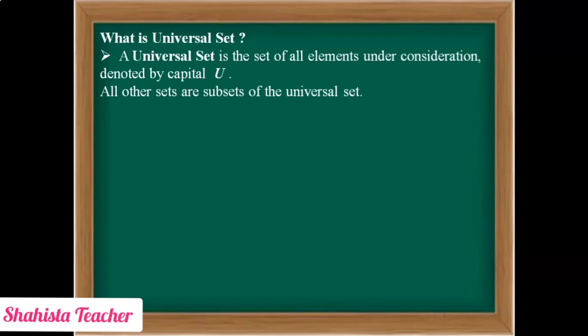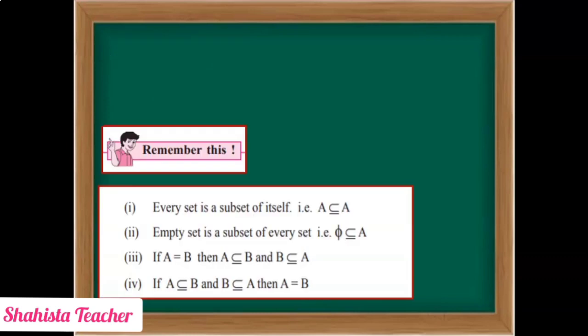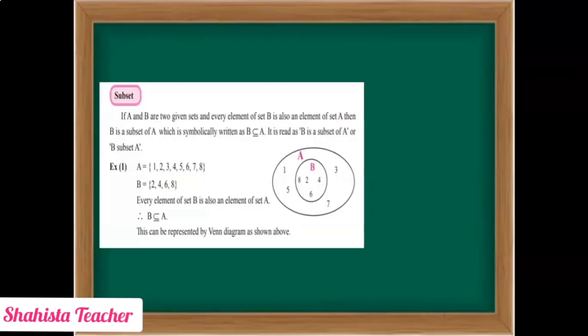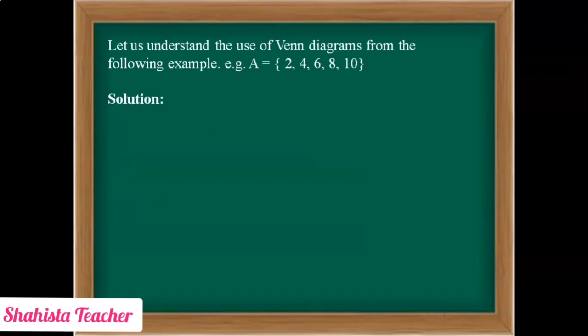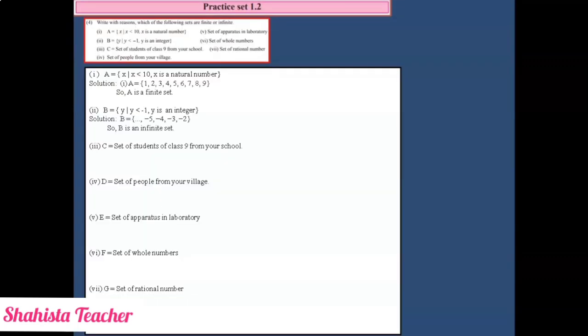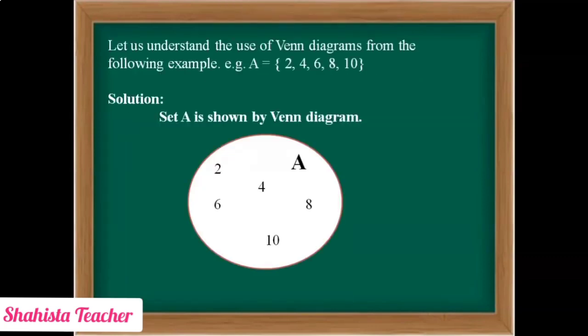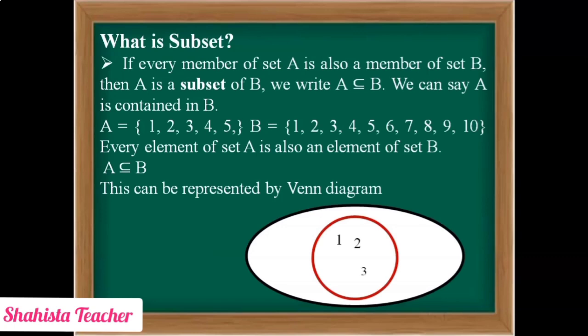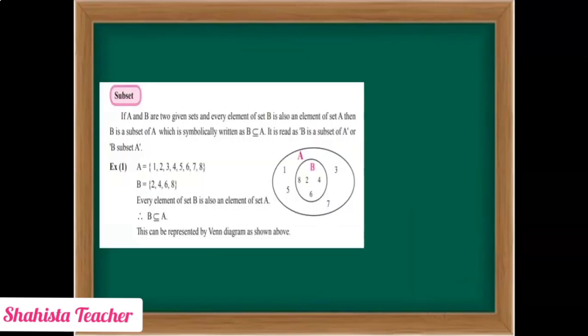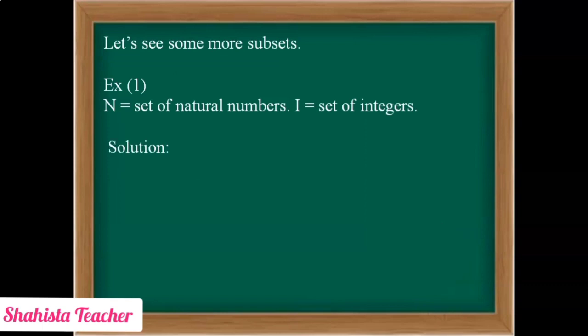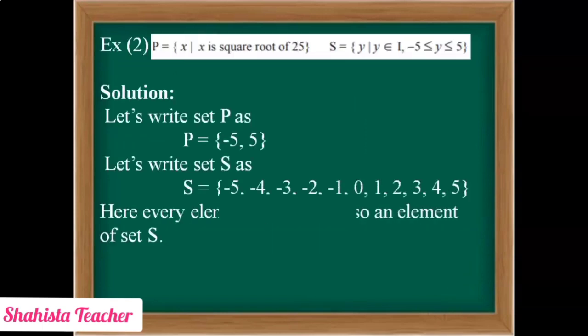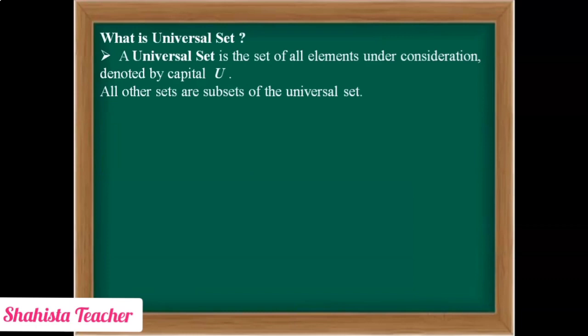Is that clear? So same like that we will use an example here. See here, universal set. Yes, all other sets are subsets of the universal set.